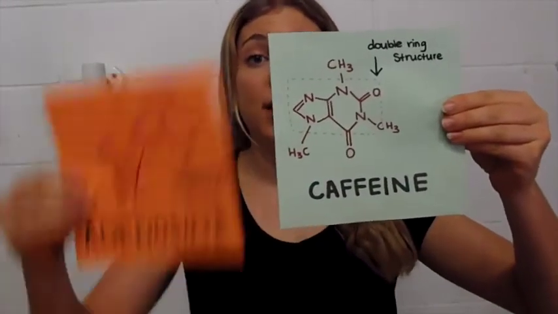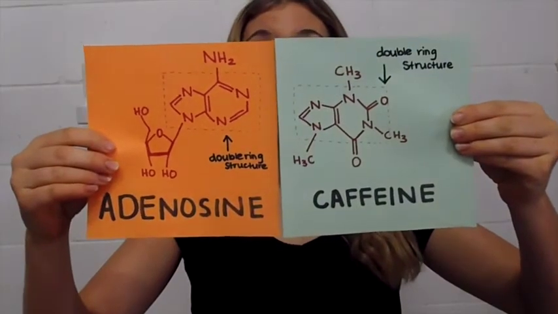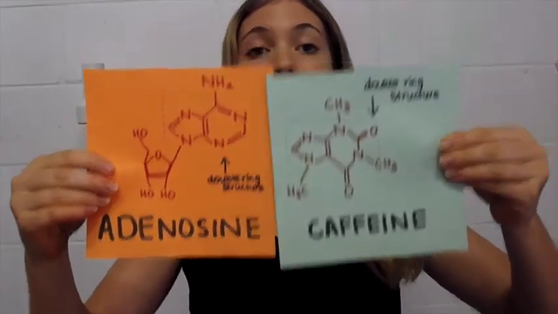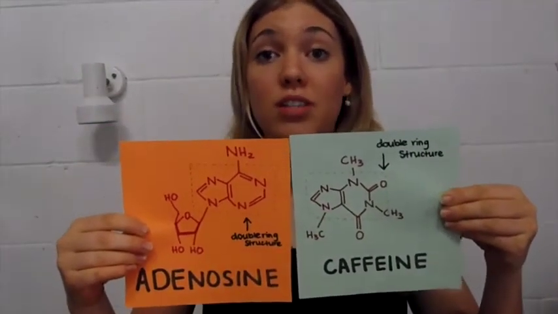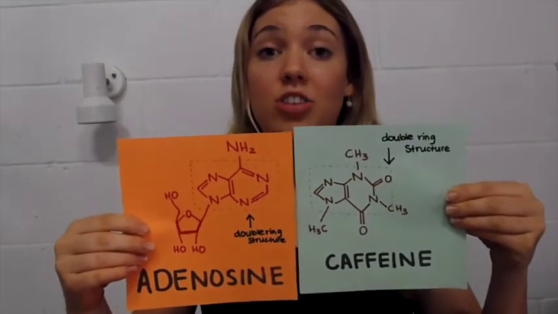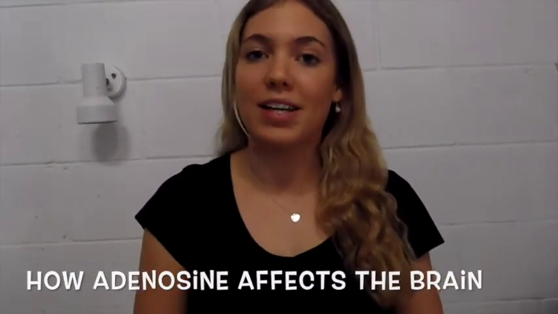When looking at the chemical structure of caffeine and the neuromodulator adenosine, it can be seen they share a very similar double ring structure. This underpins how and why caffeine works to stimulate brain cells and generate extra energy within the body when consumed. First, let's take a closer look at how adenosine affects the brain.